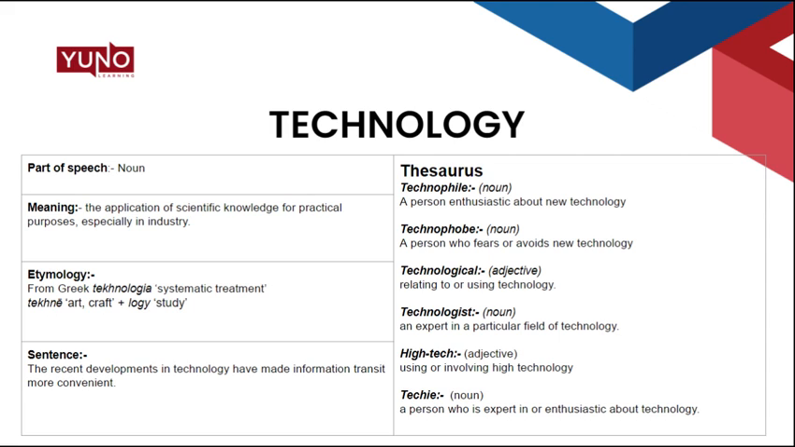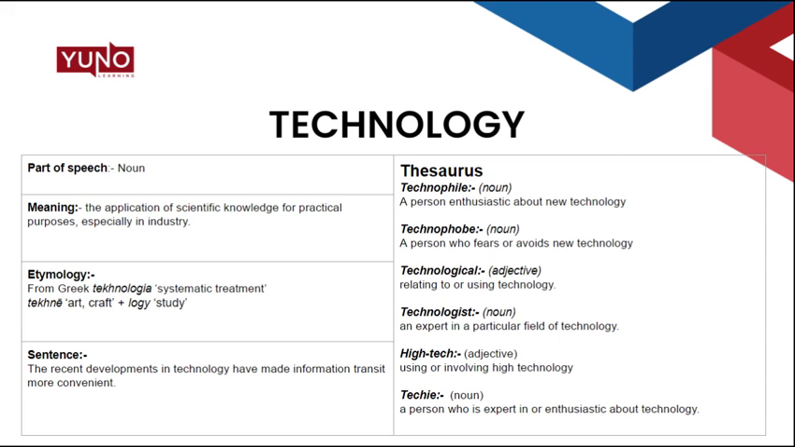Now, since we know the word techno means art or craft, and we have a basic idea of the word technology, let's learn some new words that originate from techno itself. Firstly, talking about technophile. A technophile is a noun that means a person enthusiastic about new technology. So, if you are a person who is obsessed with technology, as most people are today, then count yourself as a technophile.